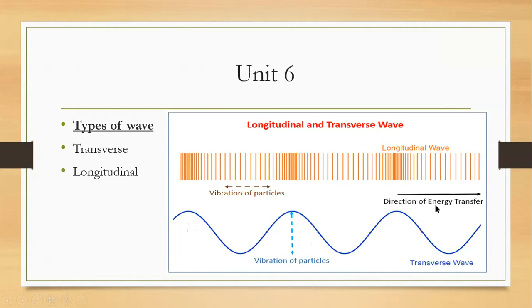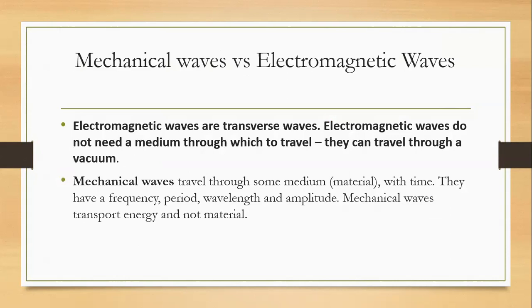So let's continue. There are longitudinal and transverse waves, but there are two other types of waves that we have to be very careful about. We have to know about them: mechanical waves and electromagnetic waves. These waves are totally opposite to each other. Electromagnetic waves are a type of transverse wave. Electromagnetic waves do not need any medium, any material to travel through. They can travel through air, and through a vacuum. But on the other hand, mechanical waves travel through some medium.